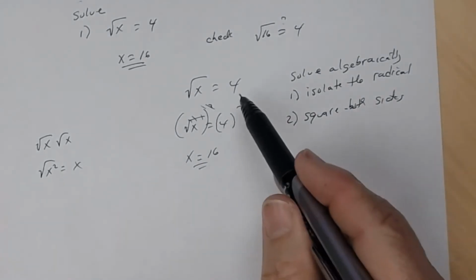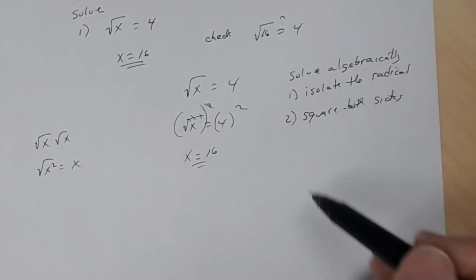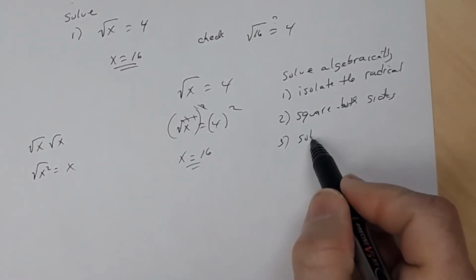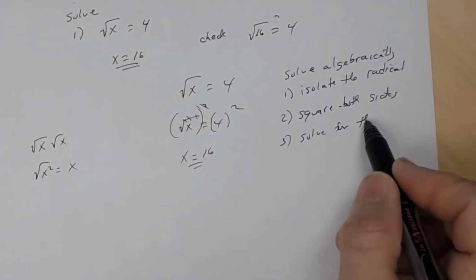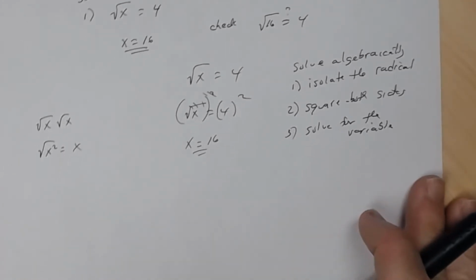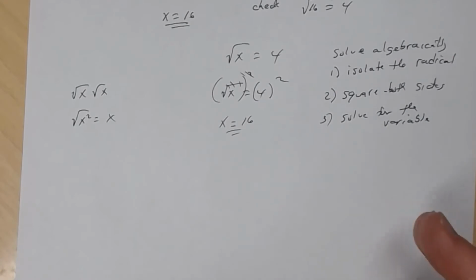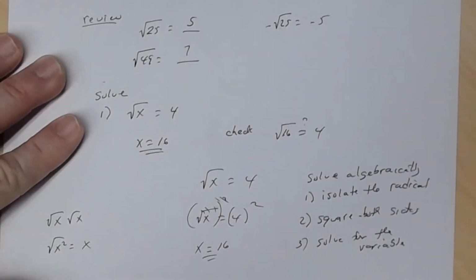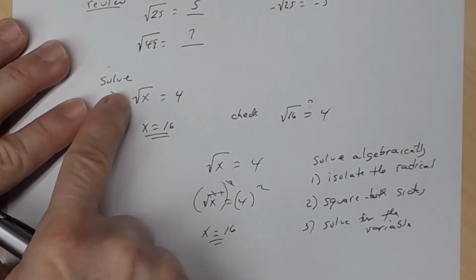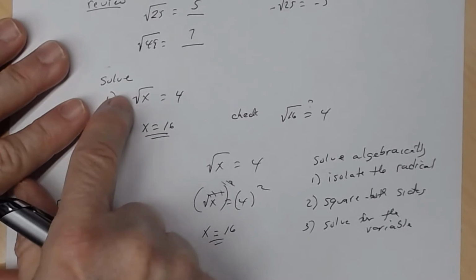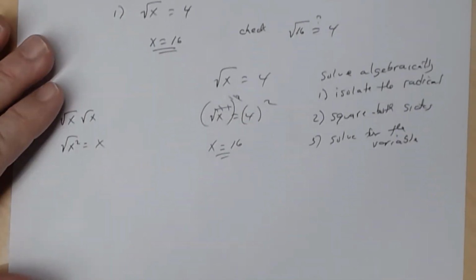So that's solving the equation algebraically. Now there's one more little step. Step 3 would be to solve for the variable, and that's what we did here. That would be one more step you're going to have to do, and we'll come back to that when we get to it. All right, so that's number 1. Number 1 was simple enough that since the index is 2, since I'm square rooting, you're going to square both sides.